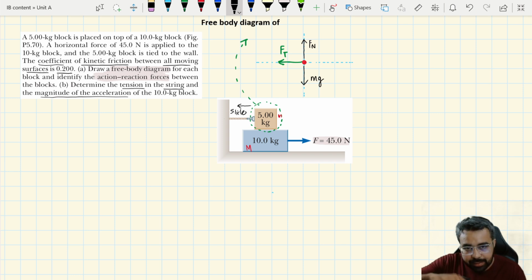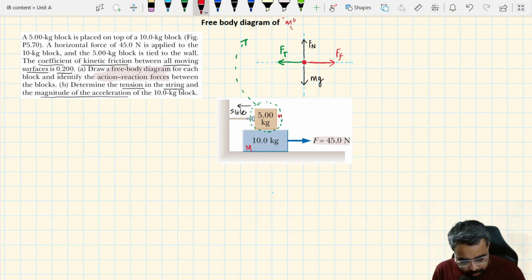Now to avoid this sliding phenomenon, the force of friction must be in the opposite direction of the force of tension. And right now I would say that this force of friction is the same in magnitude as the force of tension. Why is that? Because the smaller block is in equilibrium. So can we calculate its magnitude?